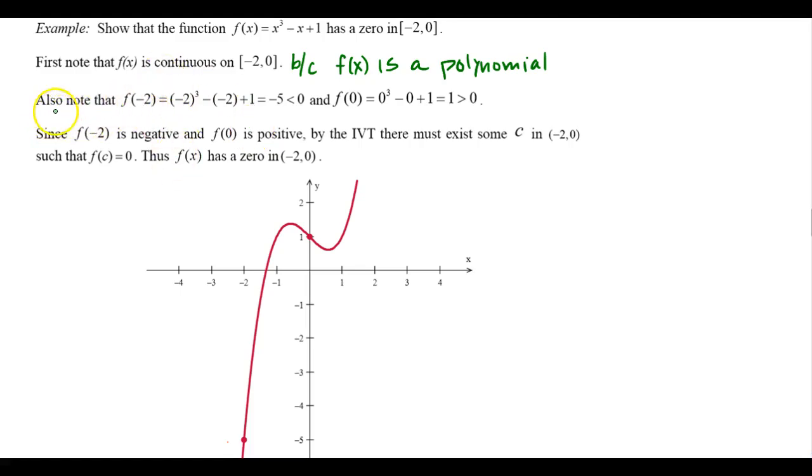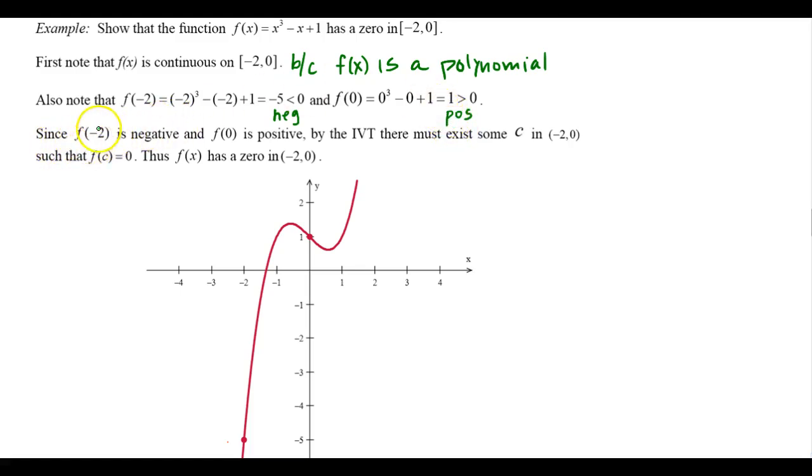So what we're going to do is we're going to note that substituting -2 into the function, so -2 cubed minus -2 plus 1, well, that equals -5. So -5 is less than 0, so here we have our negative value. And substituting in 0, 0 cubed minus 0 plus 1, so into the original function gives us 1. That's greater than 0, so we have our positive value.